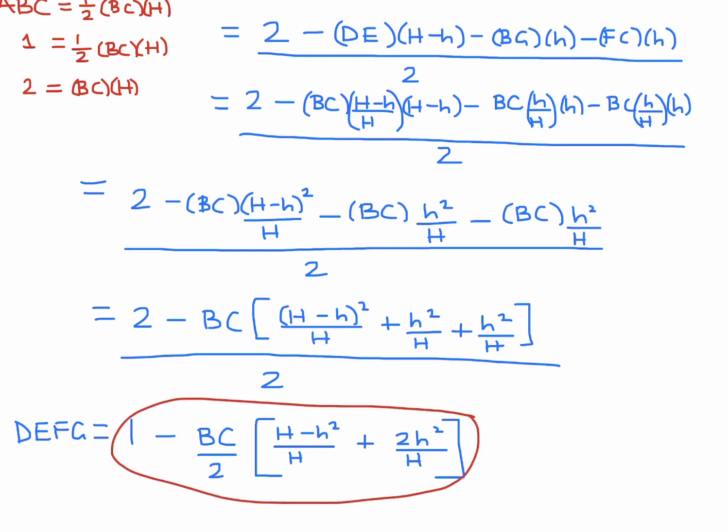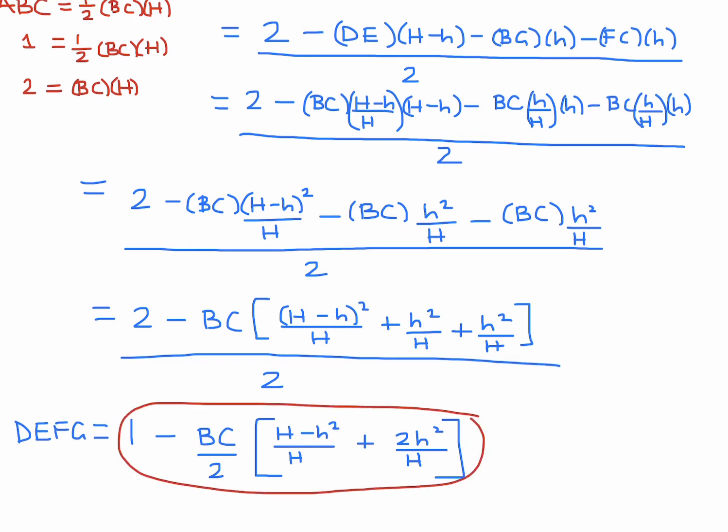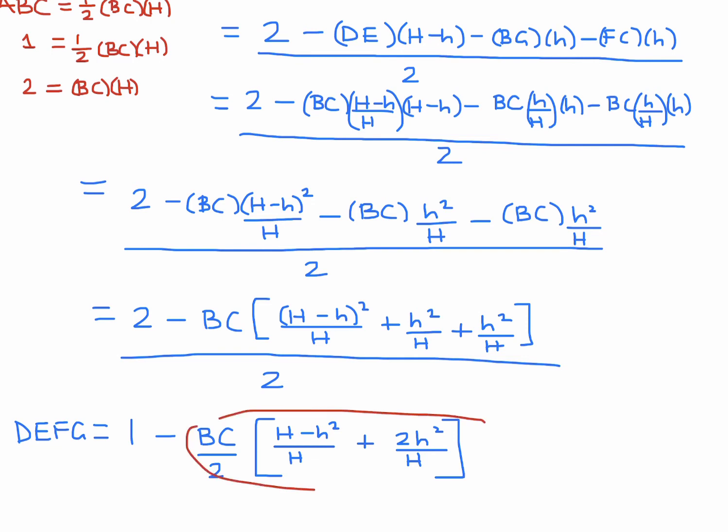This whole thing will be maximized when what you are subtracting is minimized. What are you subtracting from 1? You're subtracting that. So again, I'll repeat it. This whole thing will be maximized when this is minimized. I hope that makes sense. If it does, let's move forward. So you are trying to minimize this.